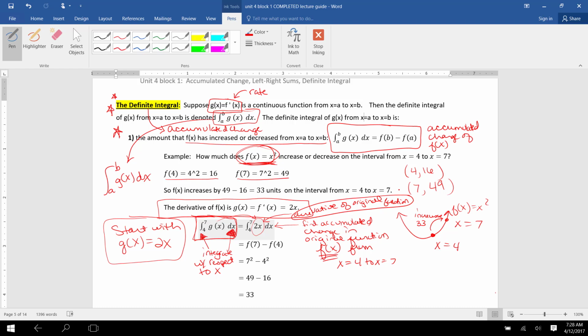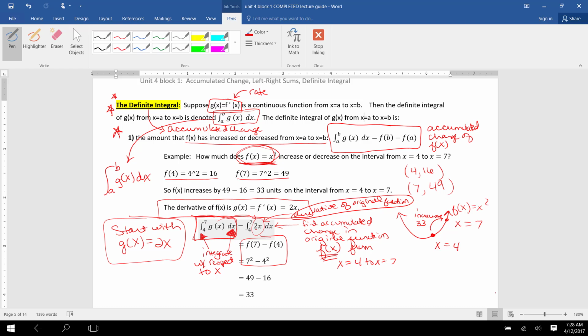Well, in our case, for this particular example, we know 2x is the derivative of x squared. So we can evaluate x squared at 7 and evaluate x squared at 4 and subtract to find the change that's occurred. Now, what we're actually doing here is called the fundamental theorem of calculus.